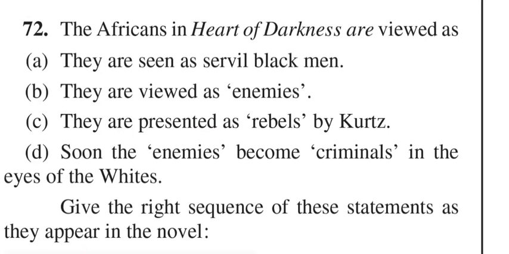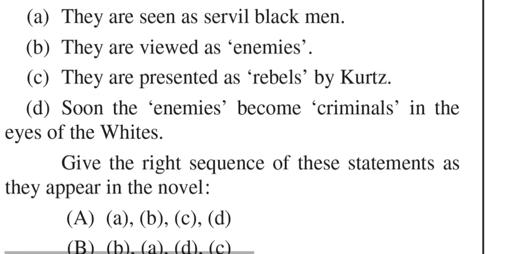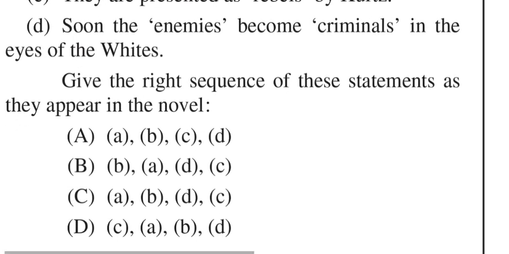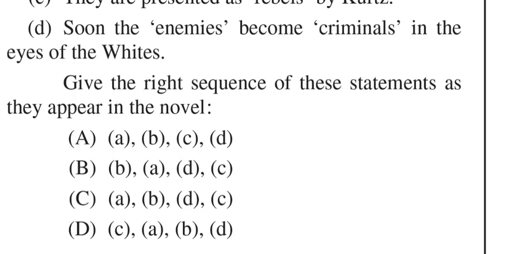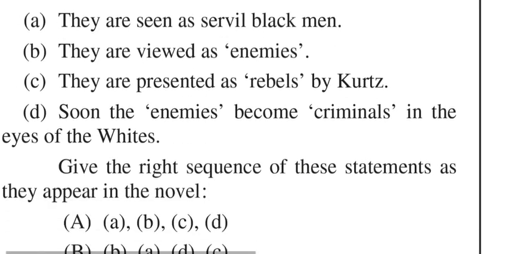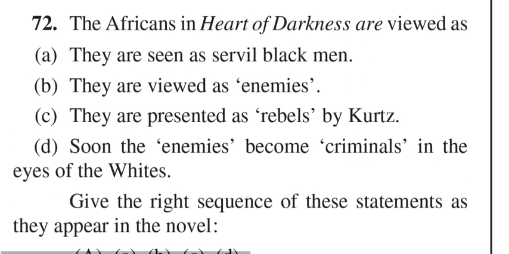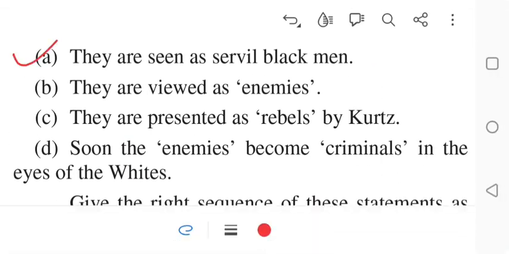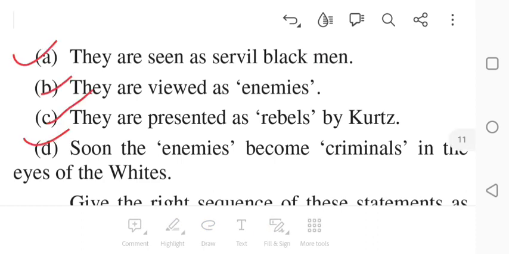Next question we have is about the Africans in Heart of Darkness. So Africans in Heart of Darkness are viewed as what? They are seen as servile black men. They are viewed as enemies. They are presented as rebels by Kurtz. Soon the enemies become criminals in the eyes of the whites. Okay, and we have to now give the right sequence of these statements as they appear in the novel. ABCD, BADC, ABDC, CABD. What will be the correct one? 72. Correct answer will be C. That means ABDC. First, A will come, then D, then B, then C. ABDC.